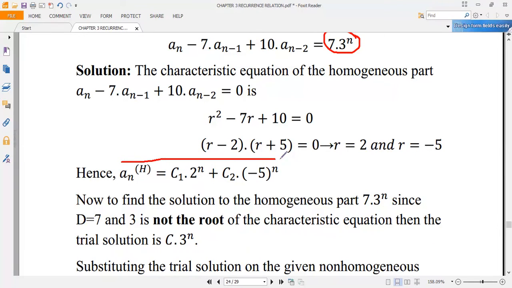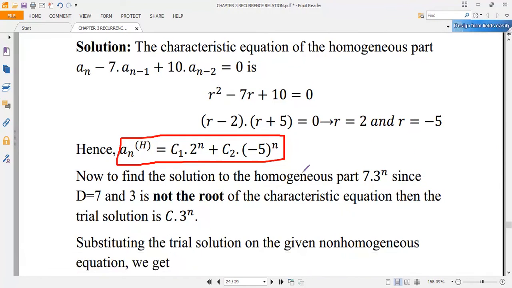Hence, the solution to the homogeneous part is this one: an equals c1 times 2 to the power of n plus c2 times 5 to the power of n. Now to find the solution to the non-homogeneous part, 7 times 3 to the power of n. Since 3 is not a root of the characteristic equation of the homogeneous part, the roots of the homogeneous part being 2 and 5, the trial solution will be c times 3 to the power of n.